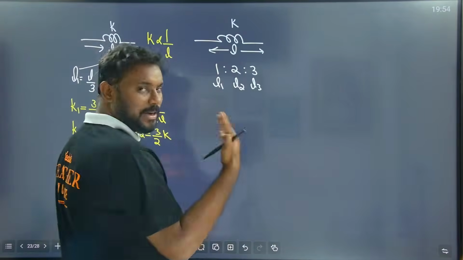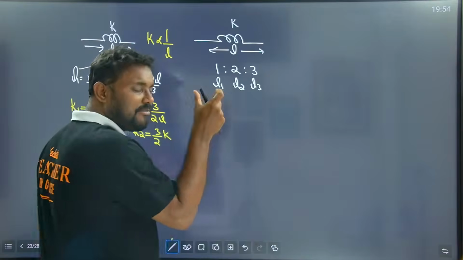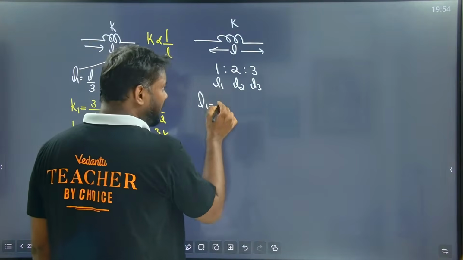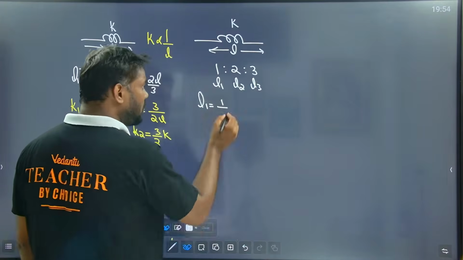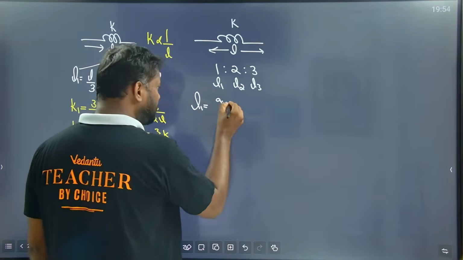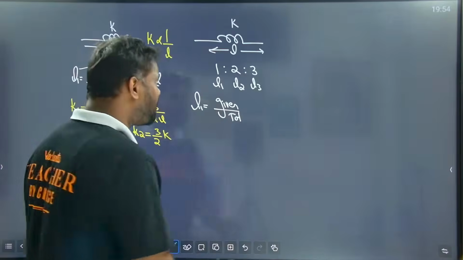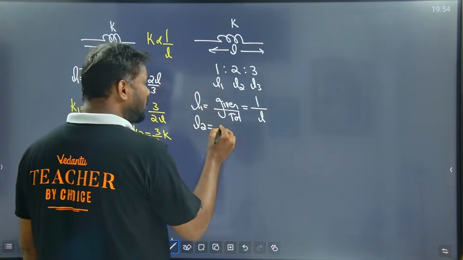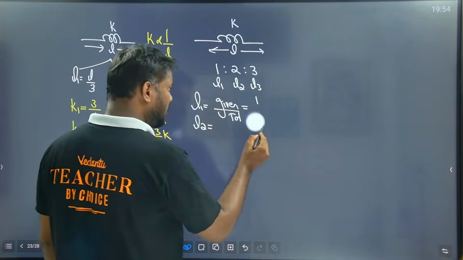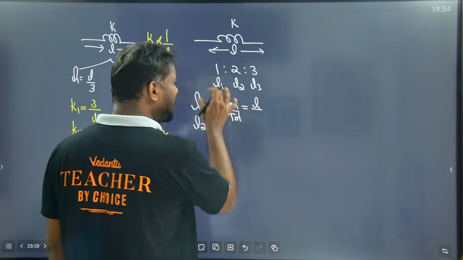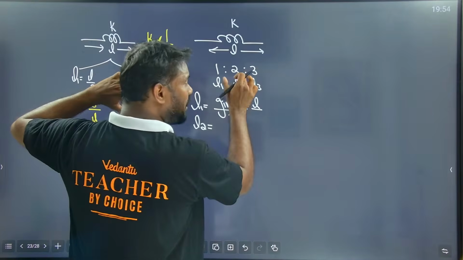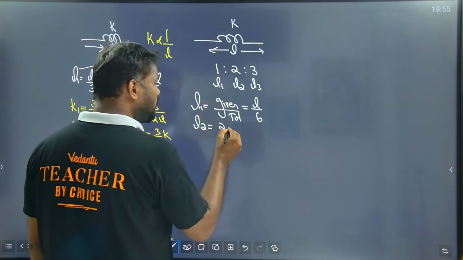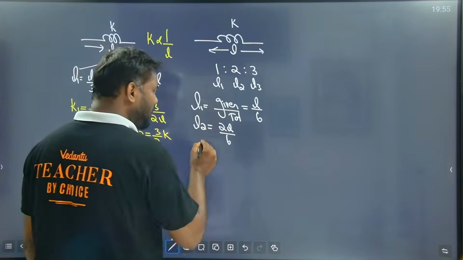For the ratio 1:2:3, we calculate in terms of the given length. Very, very important thing: L1 is equal to given part divided by total. The total is obtained by adding the ratio parts: 1 plus 2 plus 3 is 6. So L1 is L by 6, times the given value. L2 is 2L by 6, and for L3, the given is 3.